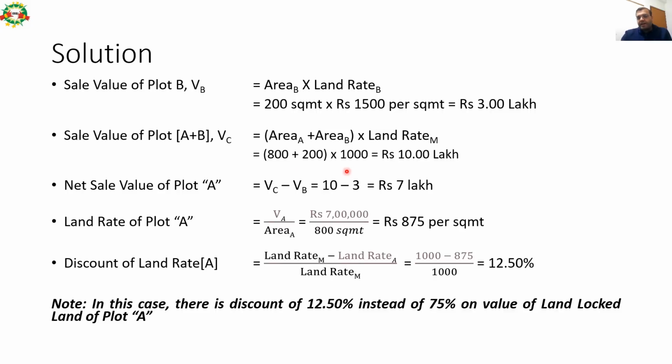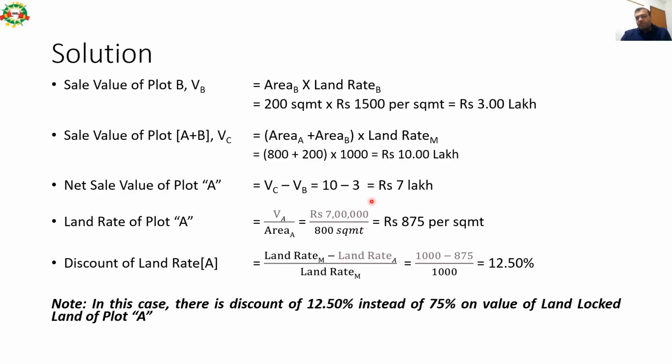For the total area, the land rate given in the locality is 1000. So the combined value of the 2 plots for owner A, if he purchases plot B in his own name, will be 10 lakh rupees. The net proceeds the owner of plot A will get after purchasing plot B is equal to the combined value of the 2 plots, 10 lakh, minus the value of plot B, which the owner of A is required to pay to the owner of B. So the remaining amount is 7 lakh rupees.